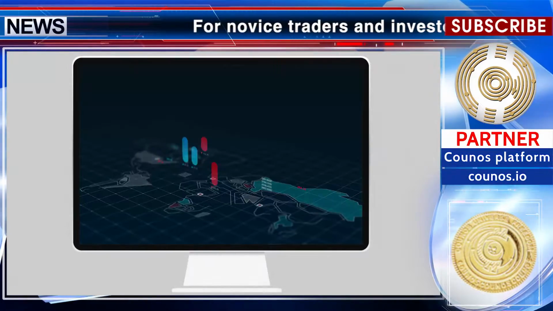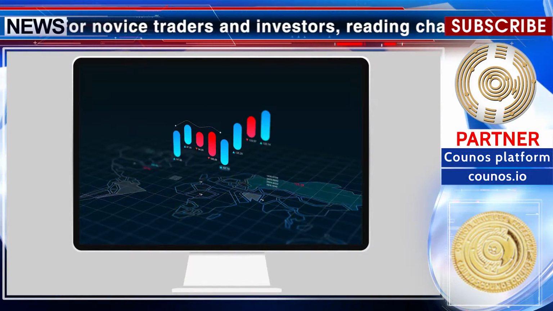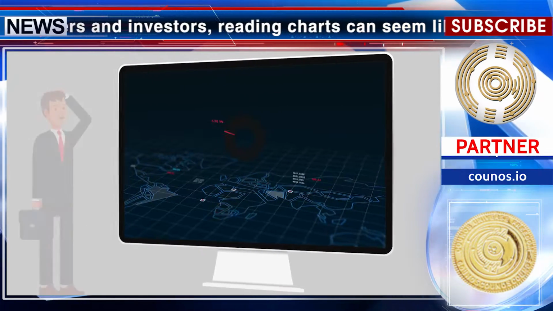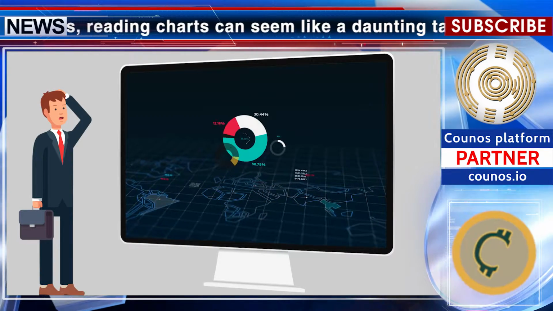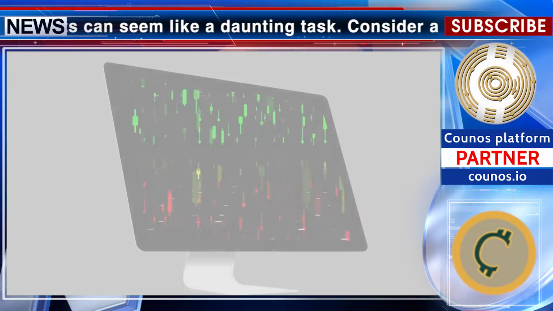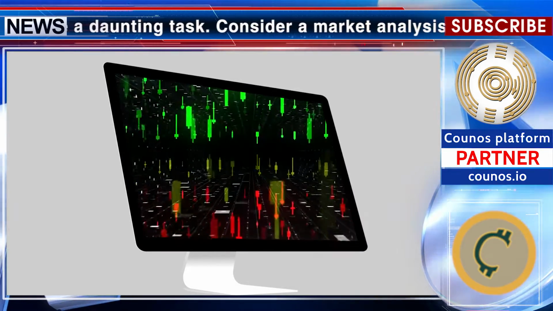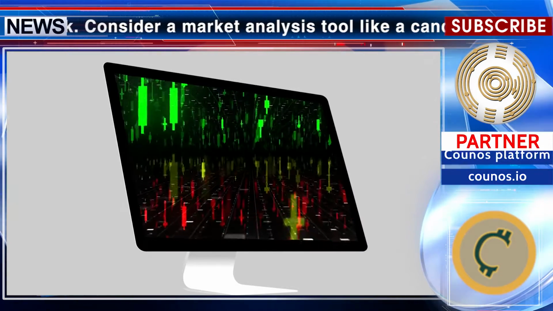For novice traders and investors, reading charts can seem like a daunting task. Consider a market analysis tool like a candlestick chart. A candlestick chart is a type of financial chart that displays information about the price of an asset for a specific period.